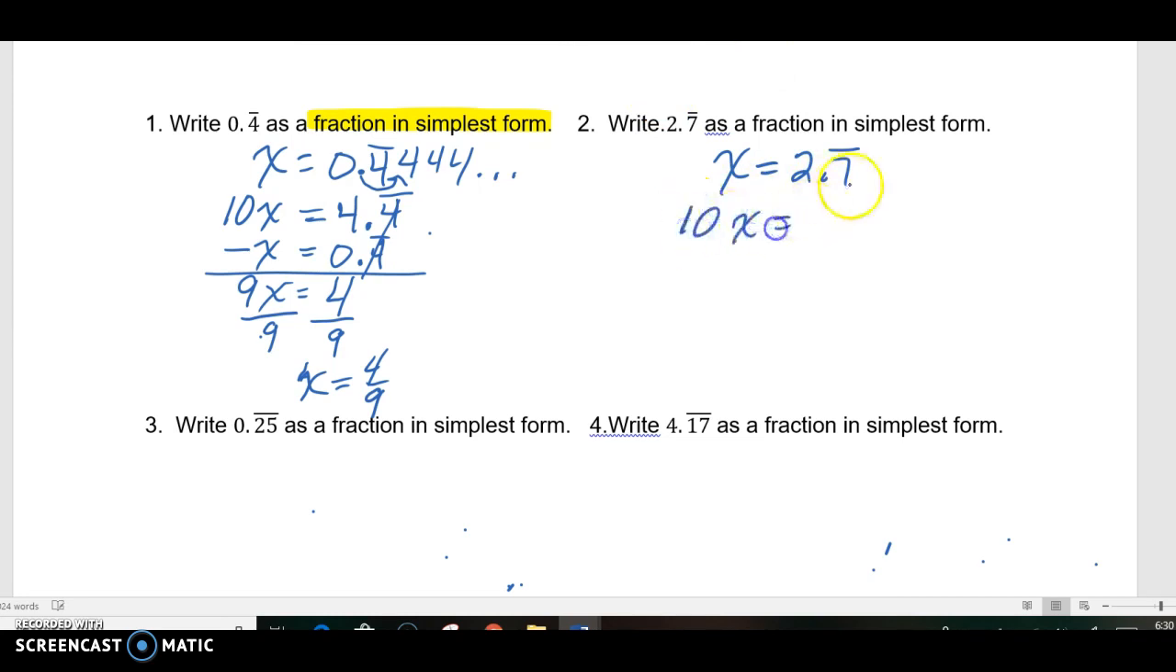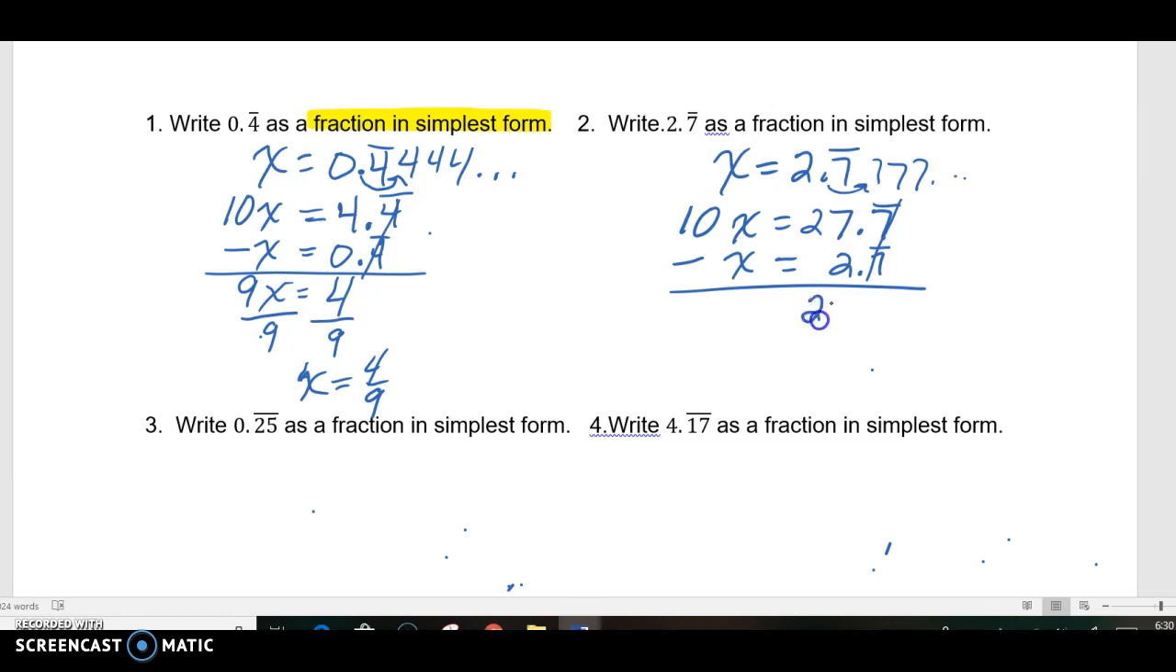So 10x, and again, this is just going to swoop on over, so it's 27.7 repeating, because again, you have those 7s here that just keep going on and on and on. Subtract the original. So x equals 2.7. Now, when I subtract the original, notice I'm lining up my decimal points here. That's very important. And then you can see that the 0.7 repeating minus 0.7 repeating just cancels. So again, the whole repeating part of the decimal cancels.